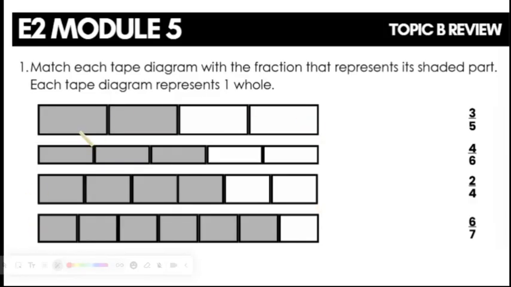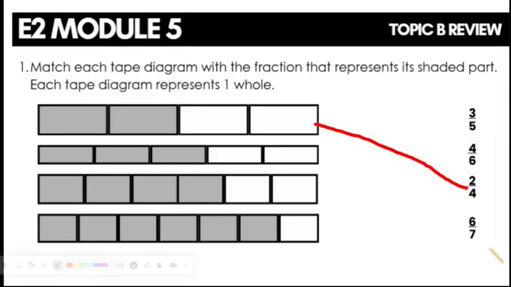All right, so first I want to see what my numerator is going to be. Now my numerator is the number at the top, and that represents the parts that are shaded. So this first one, I have 1, 2 shaded, and then I need my denominator. That's my number at the bottom, and that tells me my total parts. So this has 1, 2, 3, 4. So it should be 2/4. So I'm going to look down for 2/4. I see it here, and then I'm just going to draw a line to connect them.